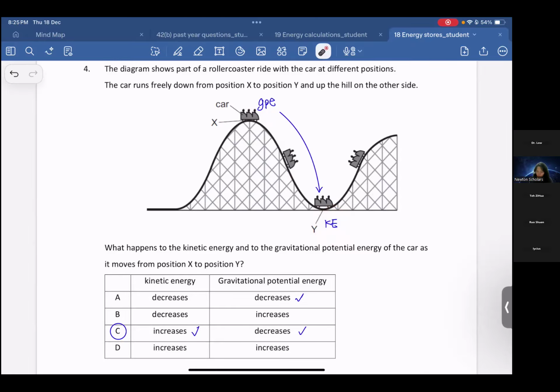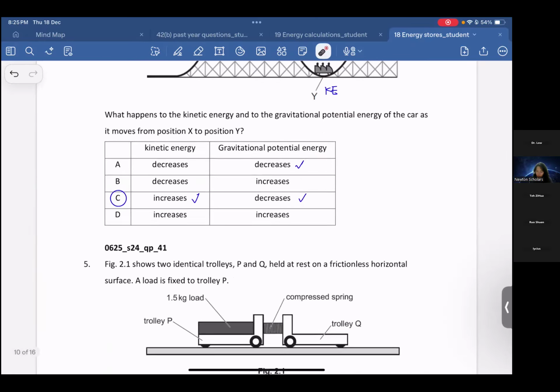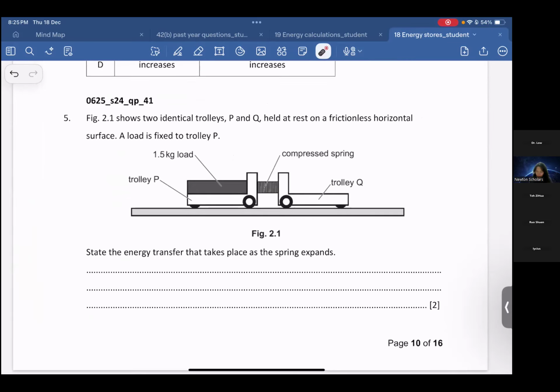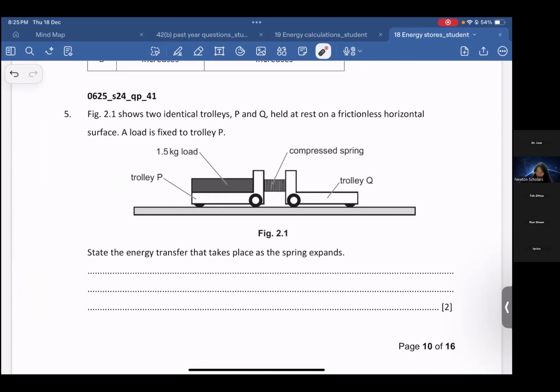Then we go to question number 5. This is also last year's question, 2024. Two identical trolleys P and Q are held at rest on a frictionless horizontal surface. A load is fixed to trolley P. State the energy transfer that happens as the spring expands.